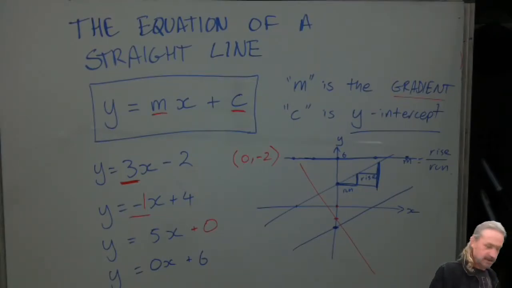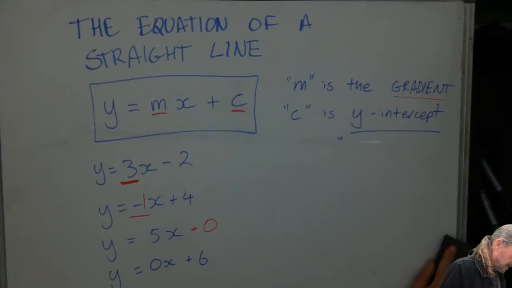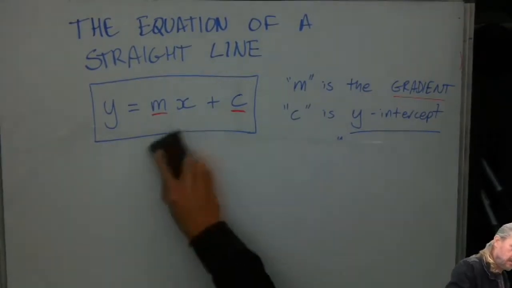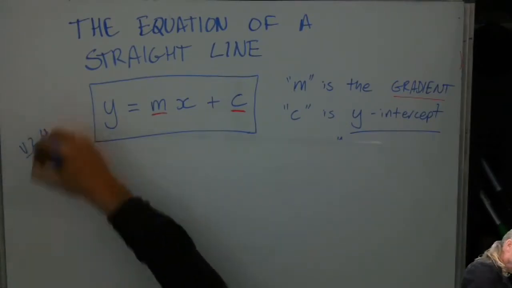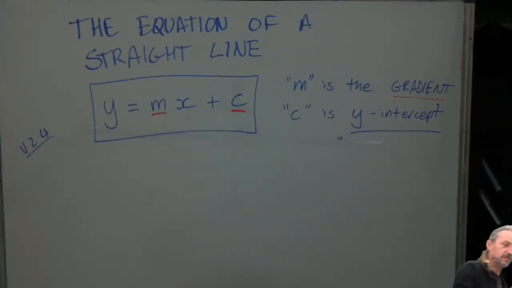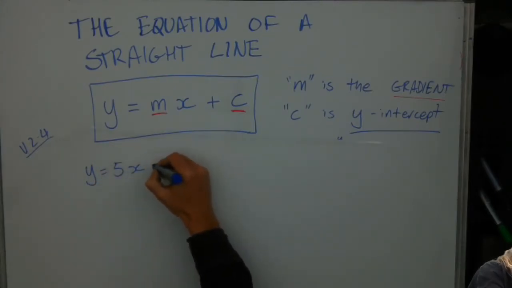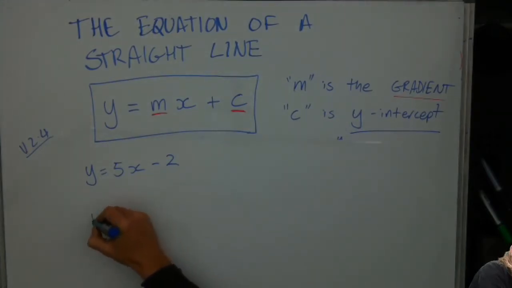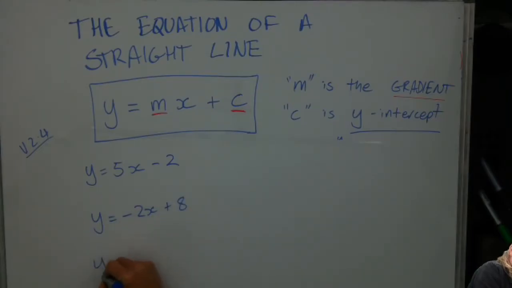Right, so that's the sort of written examples. Okay, so the next couple of examples, so this is V2.4, is essentially just interpreting equations to work out which is the y-intercept and which is the gradient. So we've got y equals 5x, take away 2, y equals -2x plus 8, y equals 2.5x.